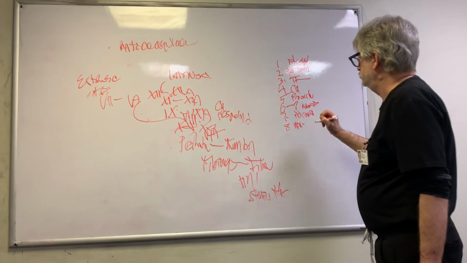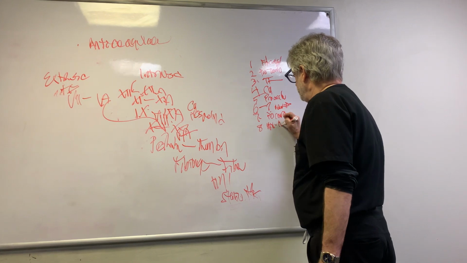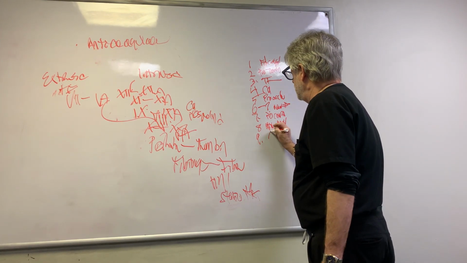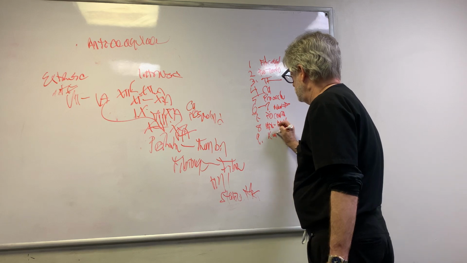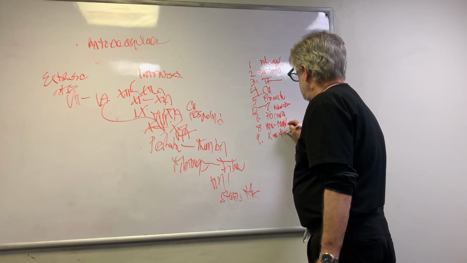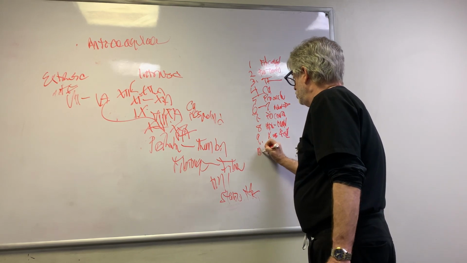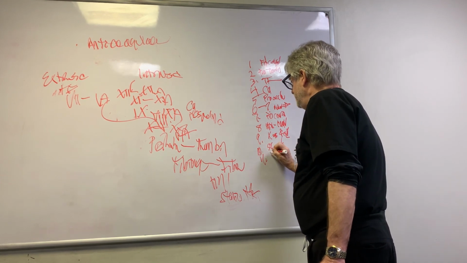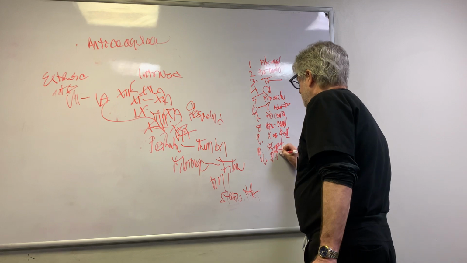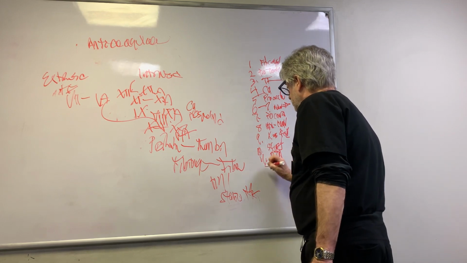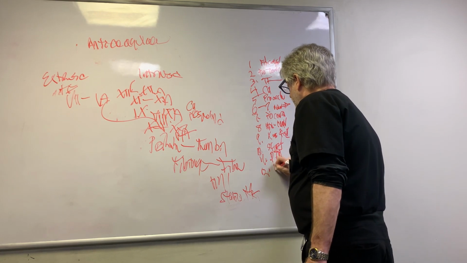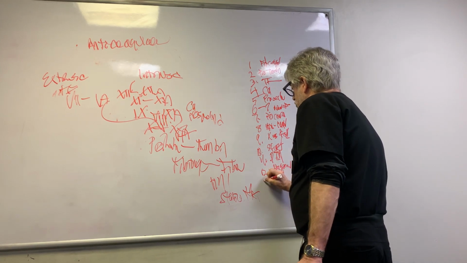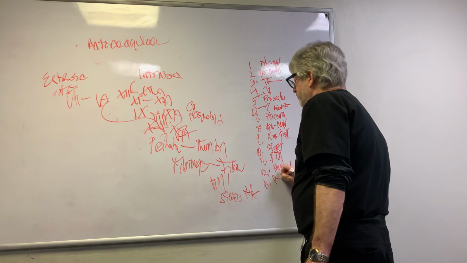Factor 8 is anti-hemophilia factor. Factor 9 is Christmas factor. Factor 10 is Stewart factor. Factor 11 is PTA, or plasma thromboplastin antecedent. Factor 12 is Hageman factor. And factor 13 is fibrin stabilizing factor.